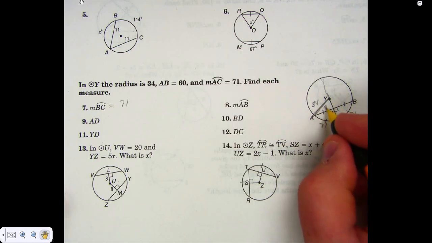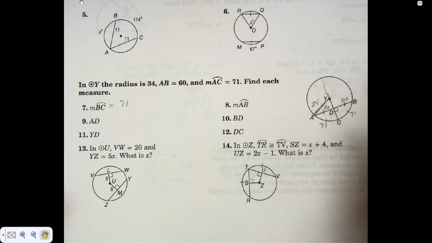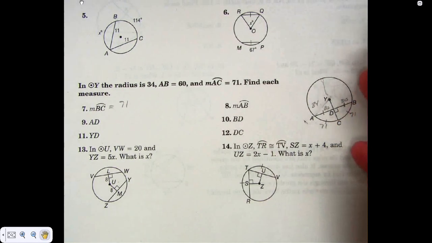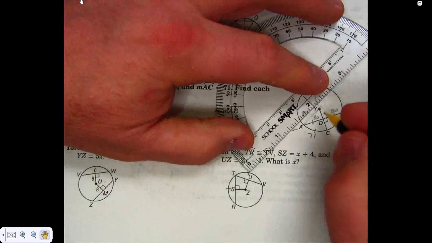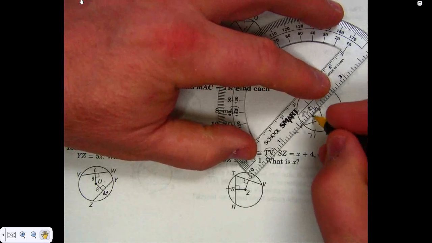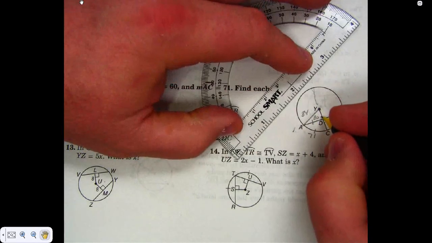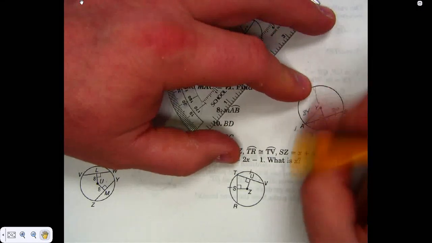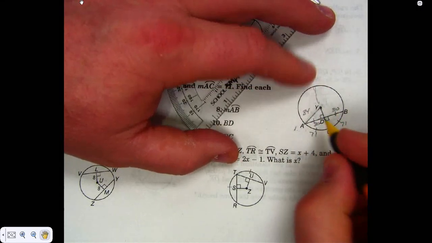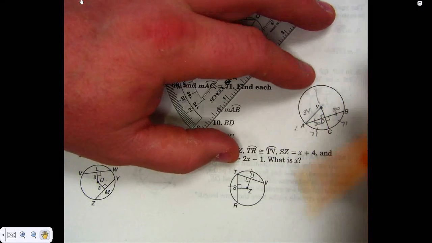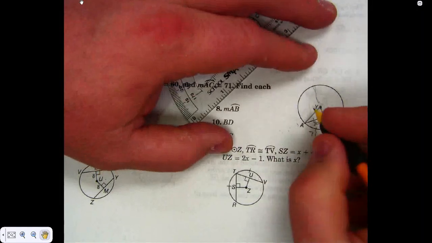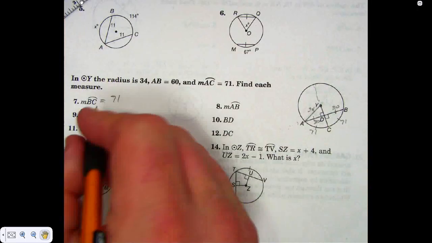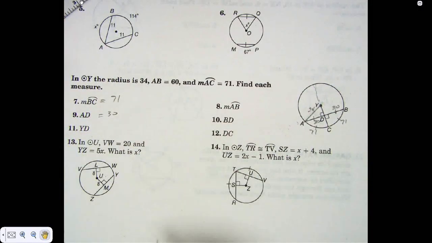But you see how I drew this radius right here? What is this right here? It's a right triangle, isn't it? Where this side is 30, this side, that's a radius, right? So what does it have to be? 34, right? So AD is 30. Look, they asked for YD. They asked for this one right there.